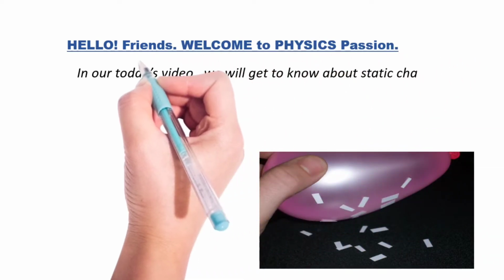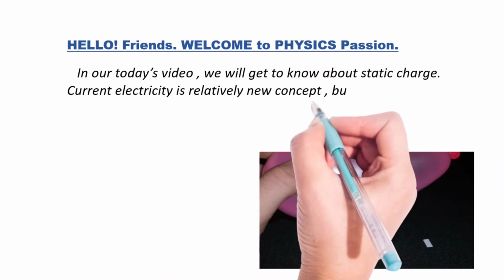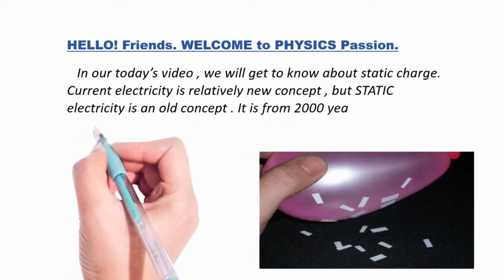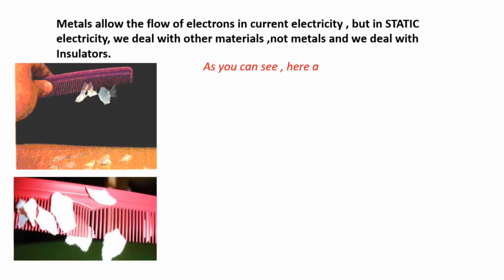In our today's video, you will get to know about static electricity. Current electricity is relatively a new concept, but static electricity is an old concept. It is actually from 2000 years ago in ancient Greece. As you can see here, a balloon attracts some pieces of paper from the ground. Well, the reason is very simple. It is static electricity.